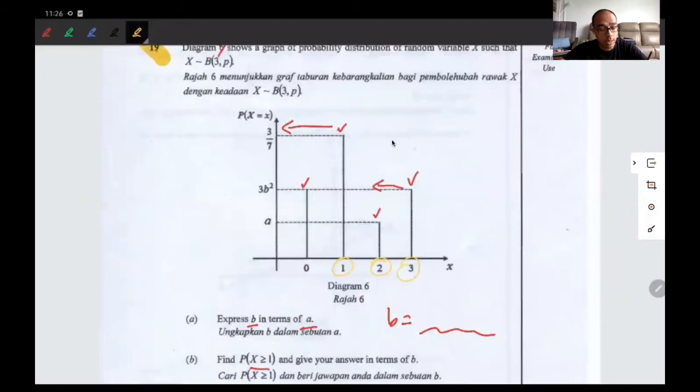Okay, so that means the probability of x is more or equals to 1 is equals to 3 over 7 plus A plus 3b squared. Right? Give your answer in terms of B. Only in terms of B. So strange. Hold on now.